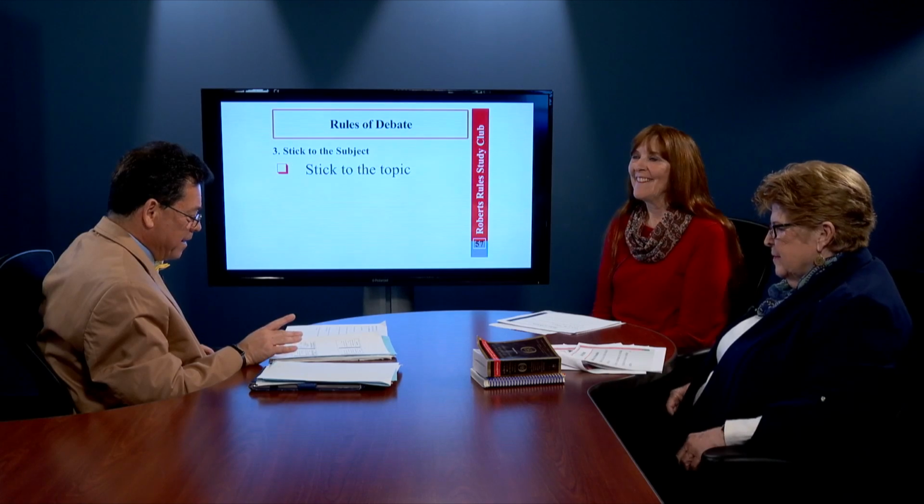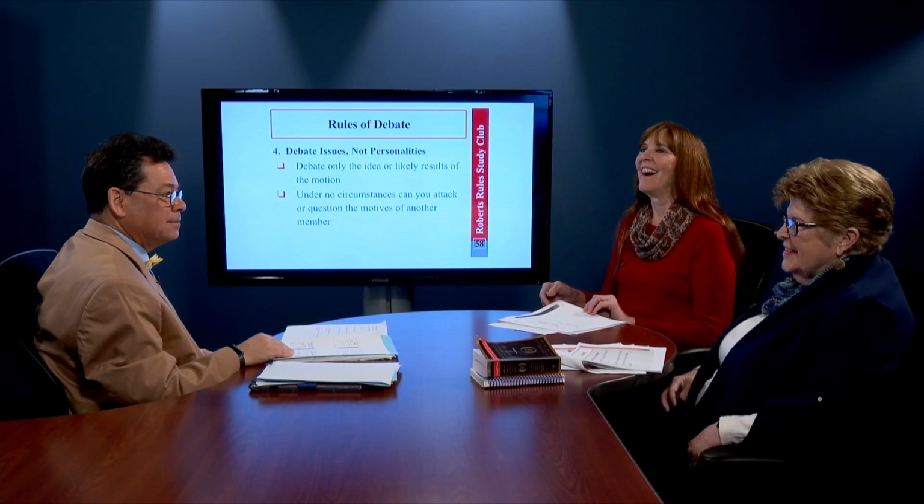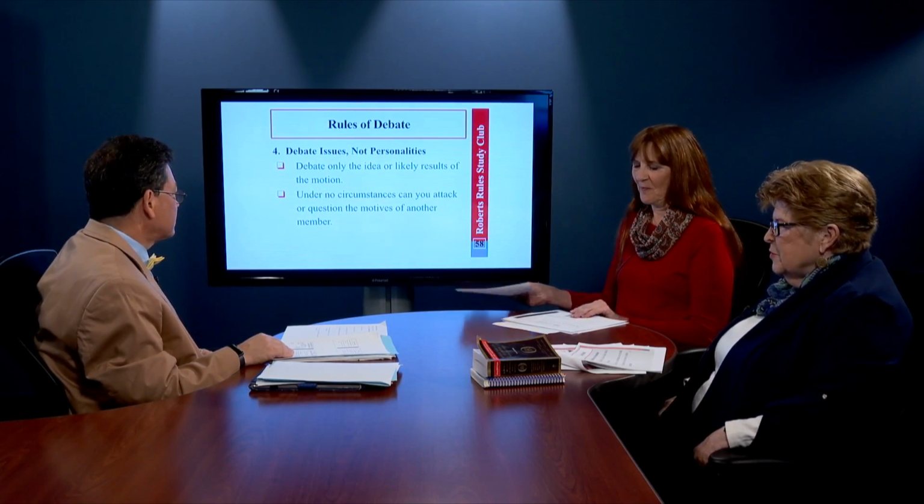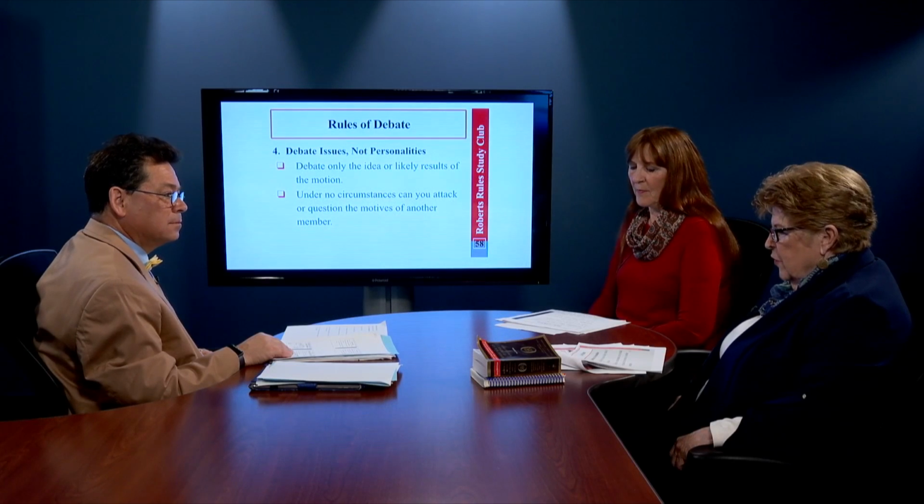Rules of debate, number 4, debate issues, not personalities. Right. You can't call people liars to their face, so you simply talk about the subject, what the motion's about, what its results might be if we do this, if you're against it or if you're for it.